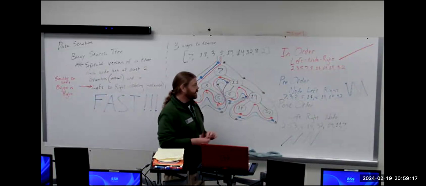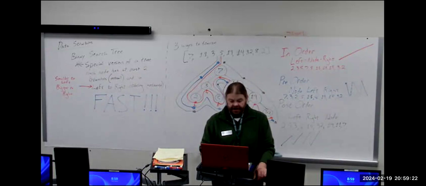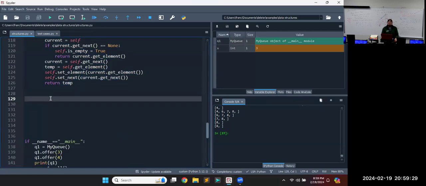And basically, to write this, I'm just going to do a very quick version. Those bare minimum ones. Let's say a binary search tree.